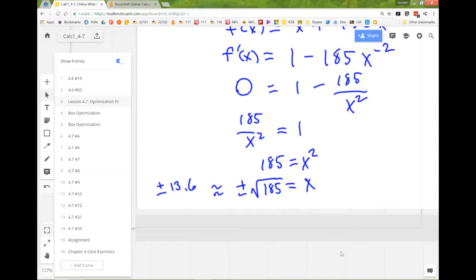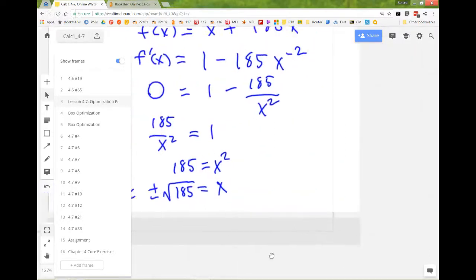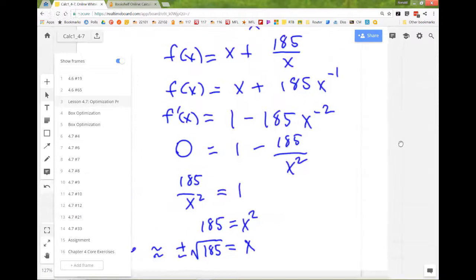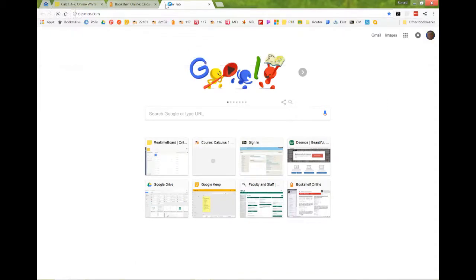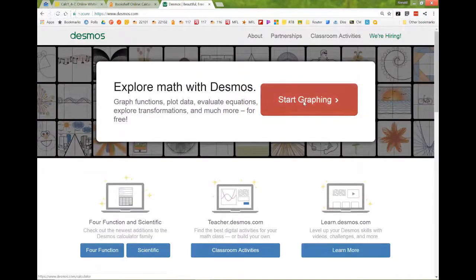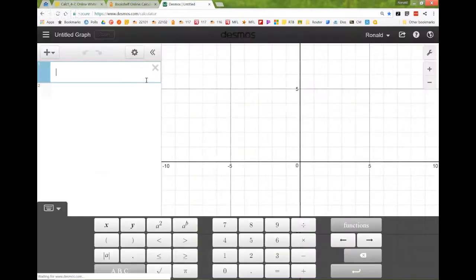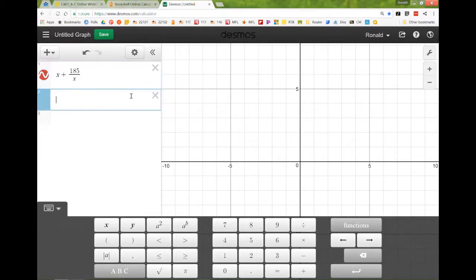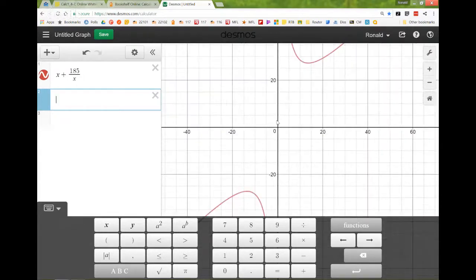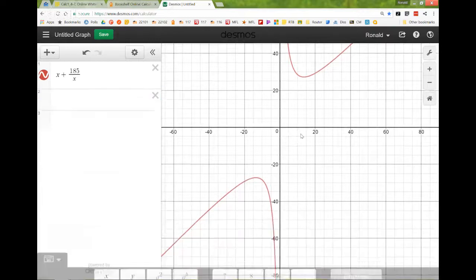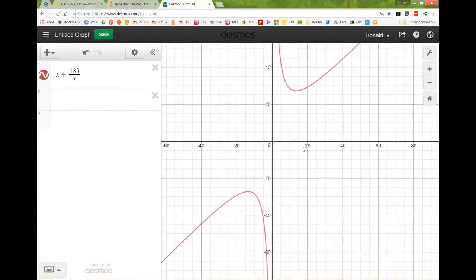Let's take a look at that one and see what that looks like graphically. Let's see, what was our function? Right up here, x plus 185 over x. Desmos. x plus 185 over x. Okay, gotta find it. There it is. And so now we're trying to find what? The minimum.